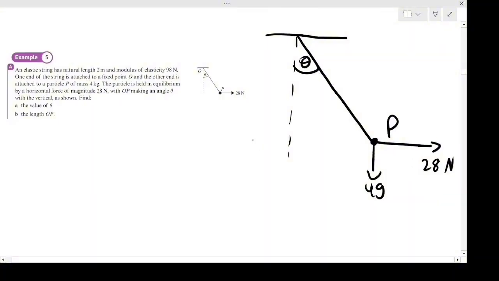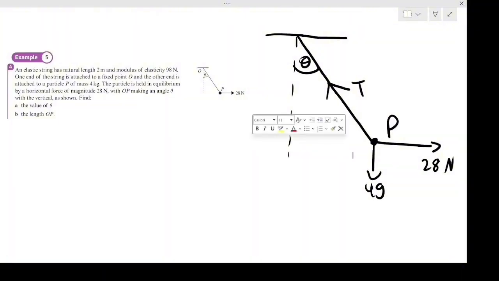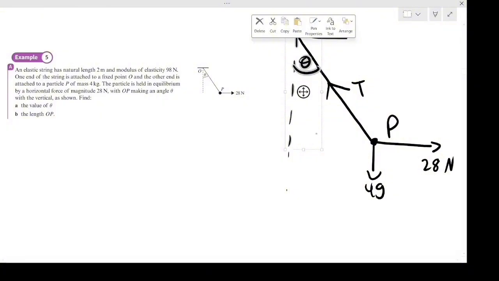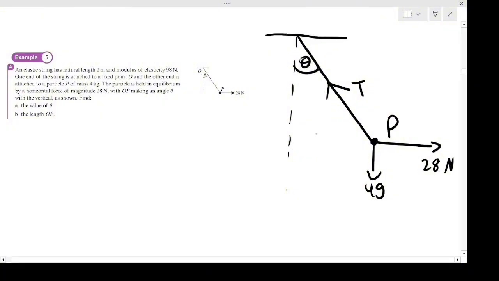Now, again, this is my string, and as you can imagine, the particle here is stretching the string down, which means the tension in the string will then have to act up it. So my tension here, T, acts up the string because the string has been stretched down. Hopefully you can see that. So those are my forces. But the tension force is at an angle, which means we're going to need to split it horizontally and vertically.